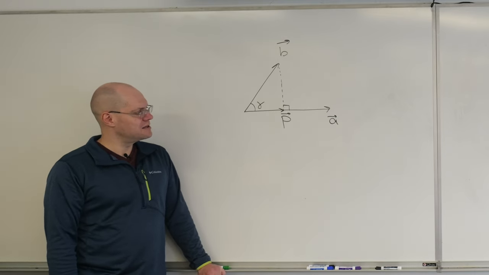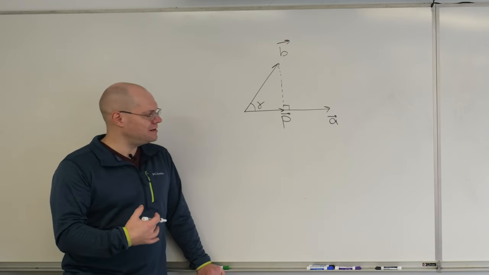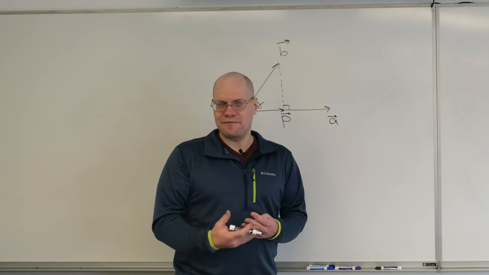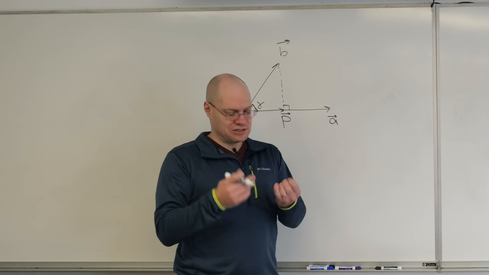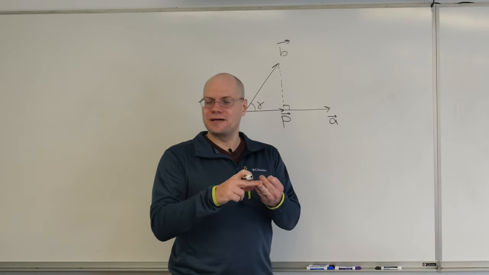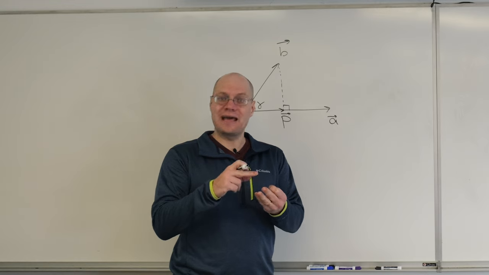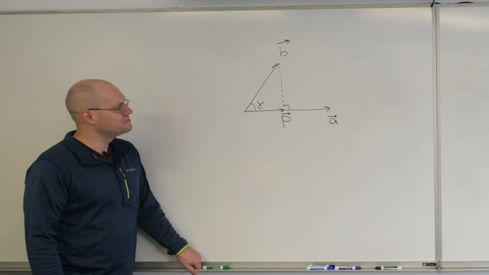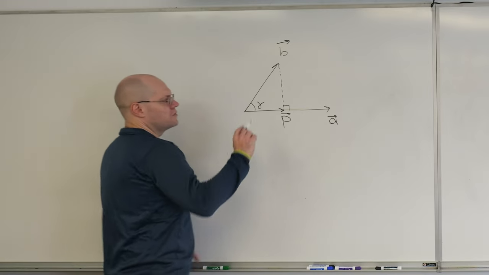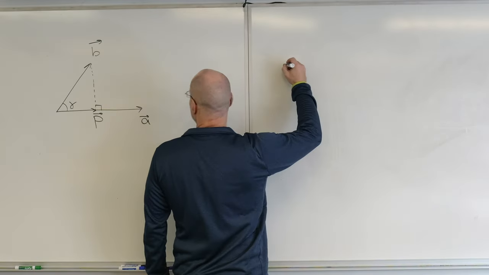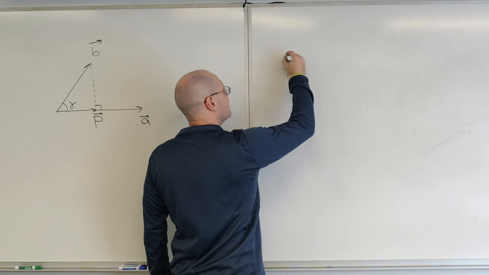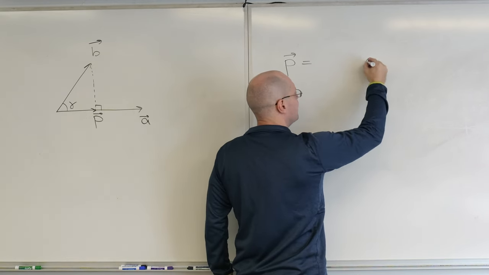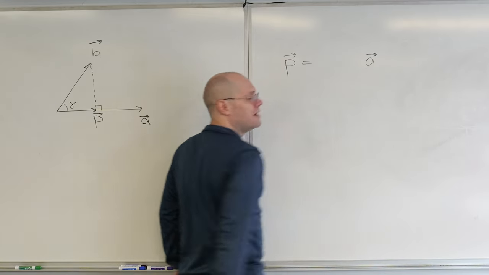Now the question is, how do we express P in terms of operations that we have at our disposal? And those operations are vector addition, vector multiplication by a scalar, and the dot product. And for this, we'll need the dot product. All right, so let's write down the one thing that's obvious, is that P will be some multiple times A. We just have to figure out what multiple it is.